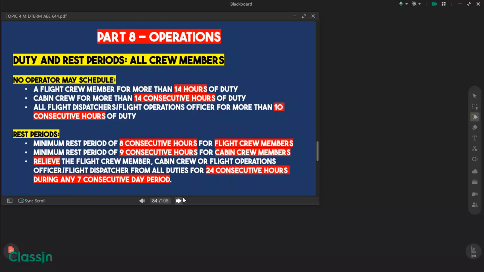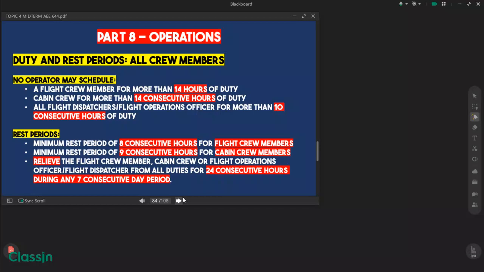So, rest periods, minimum rest period of flight crew member, 8 consecutive hours. So, sunod-sunod na 8 hours. So, pag cabin crew naman, 9 consecutive hours. So, sir, bakit mas mahaba sa cabin crew? Kasi sila po yung kadalasang nakatayo. Sila po yung nagbubuhat and nag-a-assist ng mga passengers.